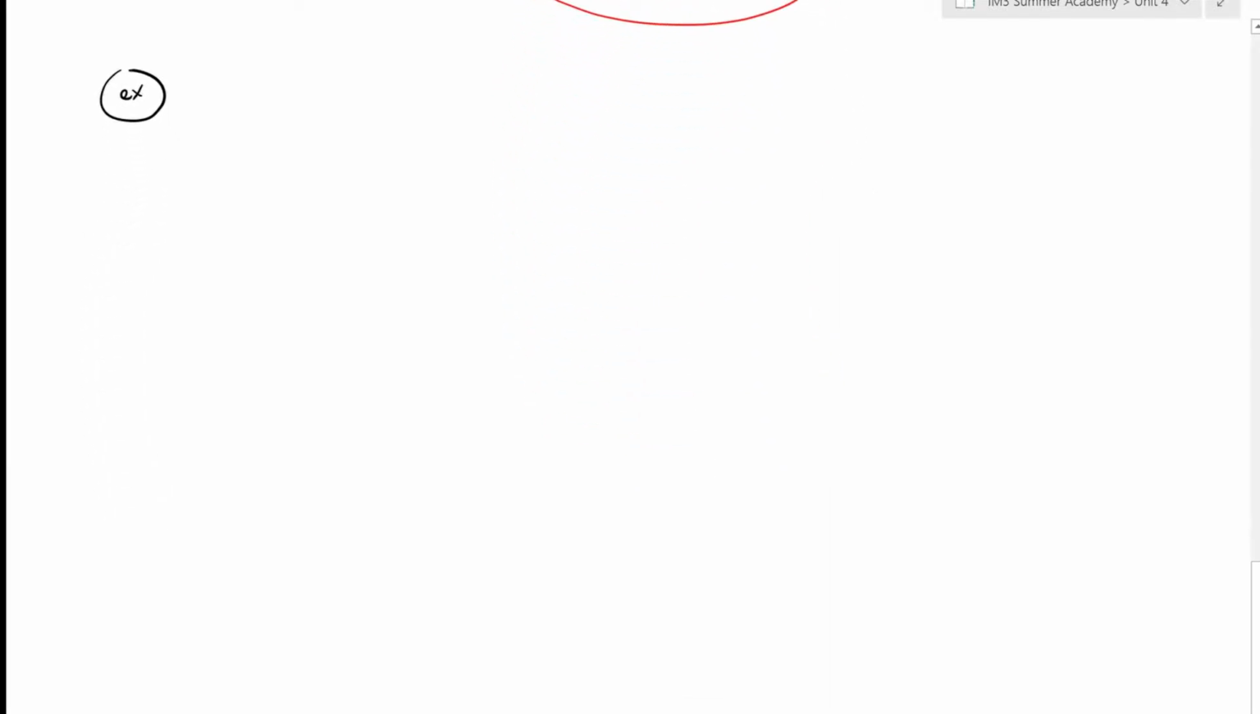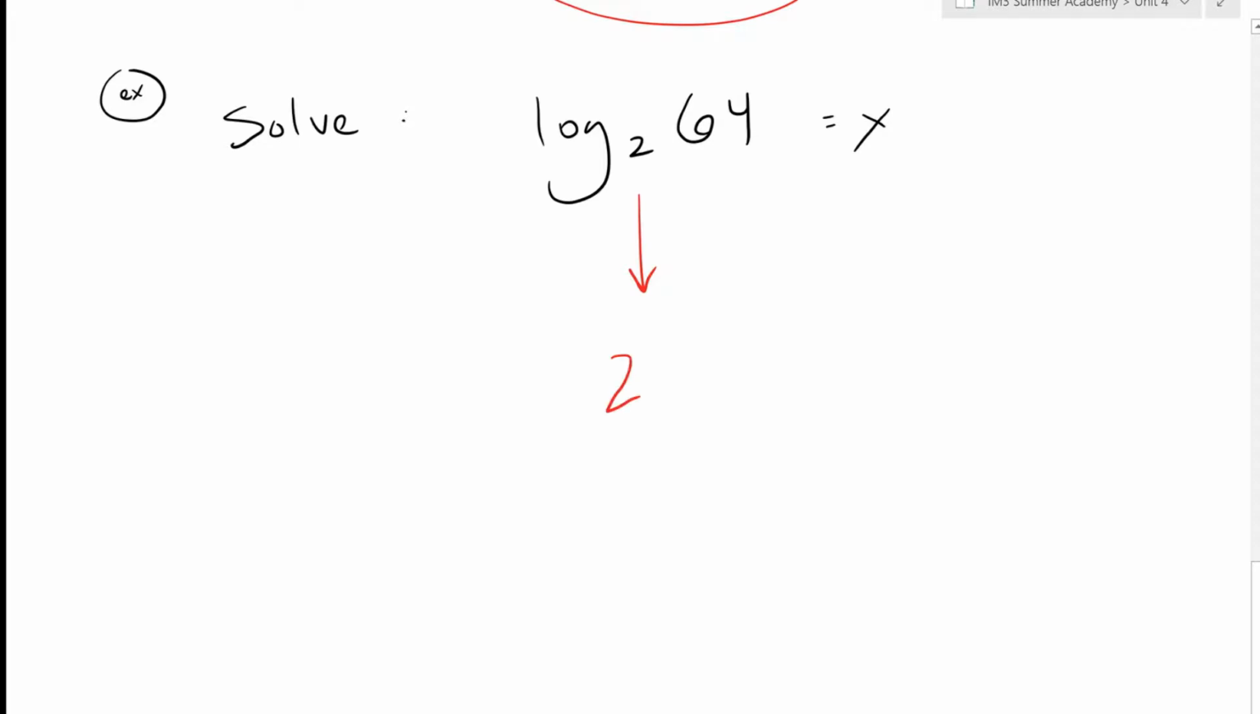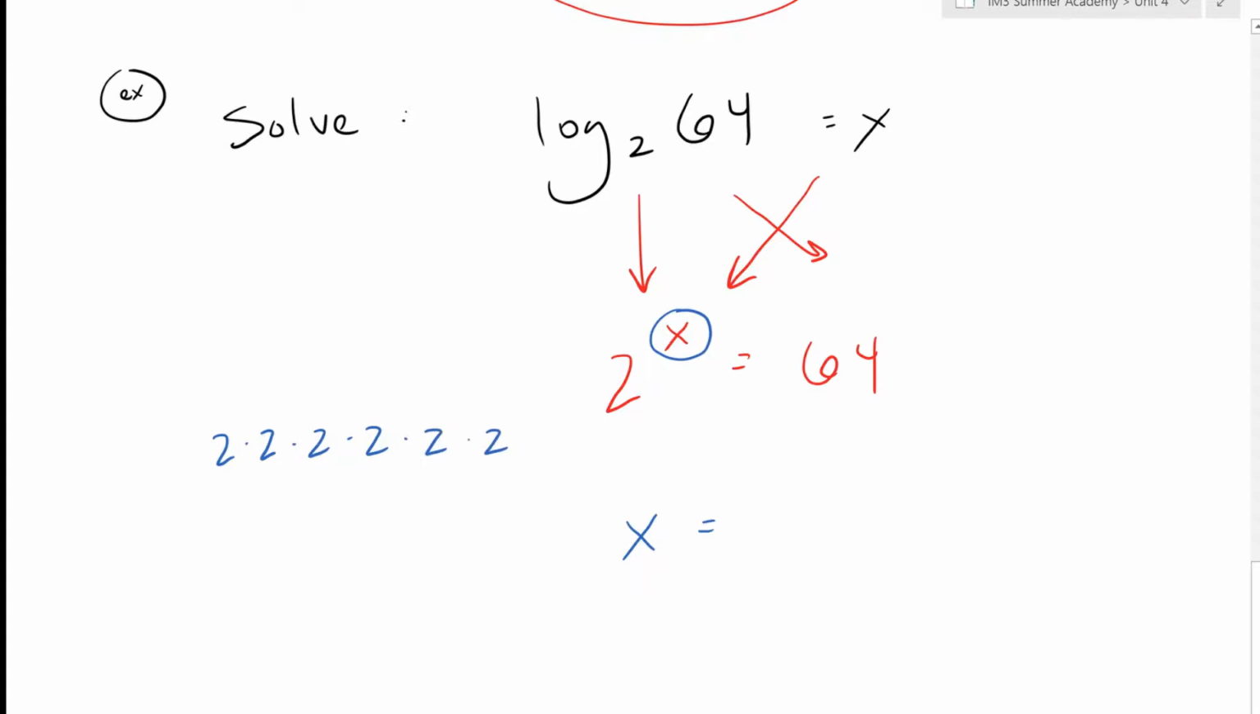Let's say again, it told us to solve log base 2 of 64. Set that equal to x. 2 comes down and is the base. X is what I'm trying to solve for. It's up in the exponent, 64 over here. So 2 to what power gives me 64? 2 times 2 is 4, times 2 is 8, times 2 is 16, times 2 is 32, times another 2 is 64. So overall that is 2, 3, 4, 5, 6. So 2 to the 6th power is 64.